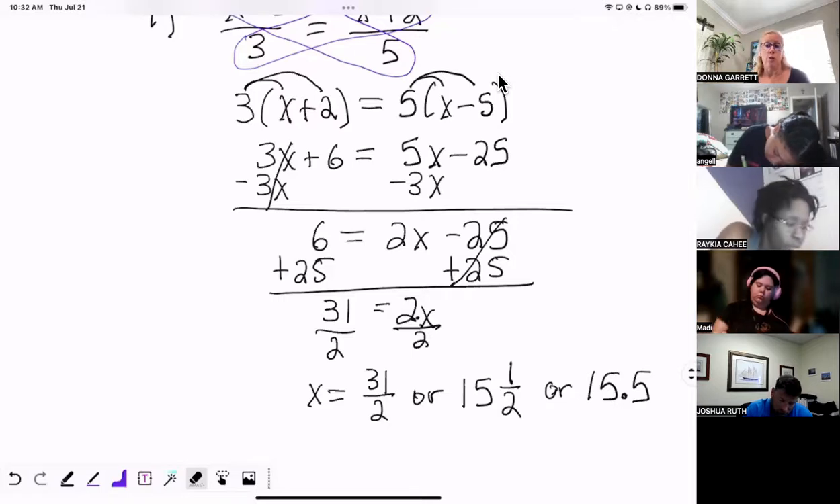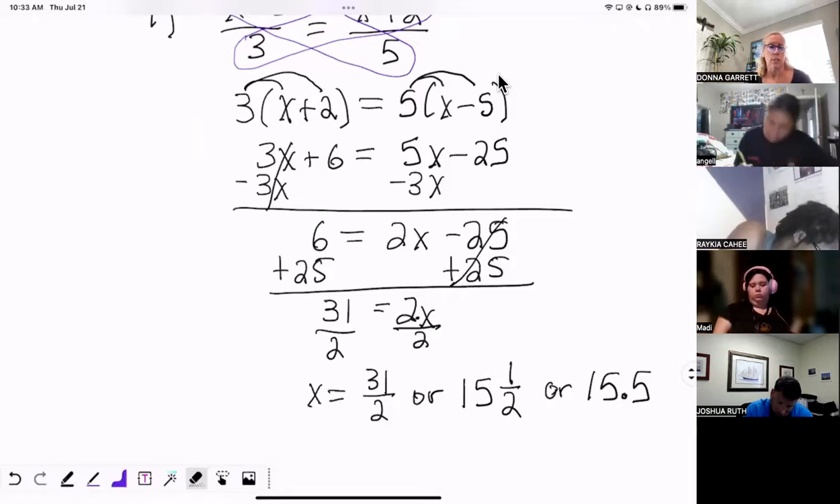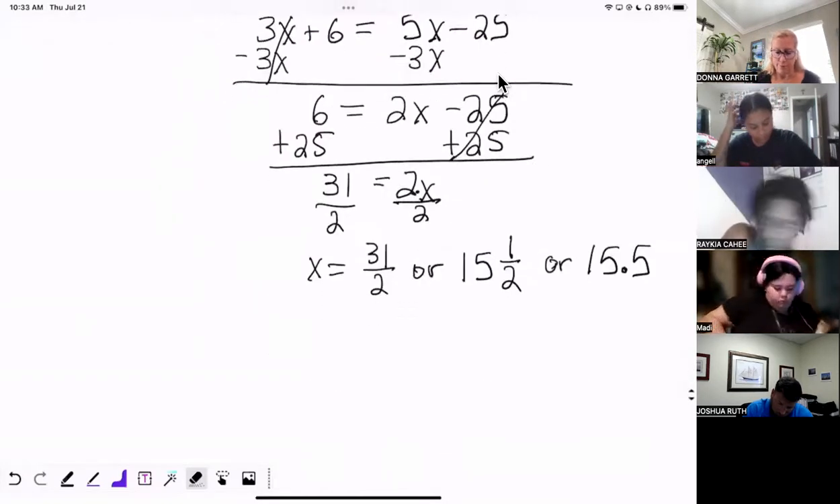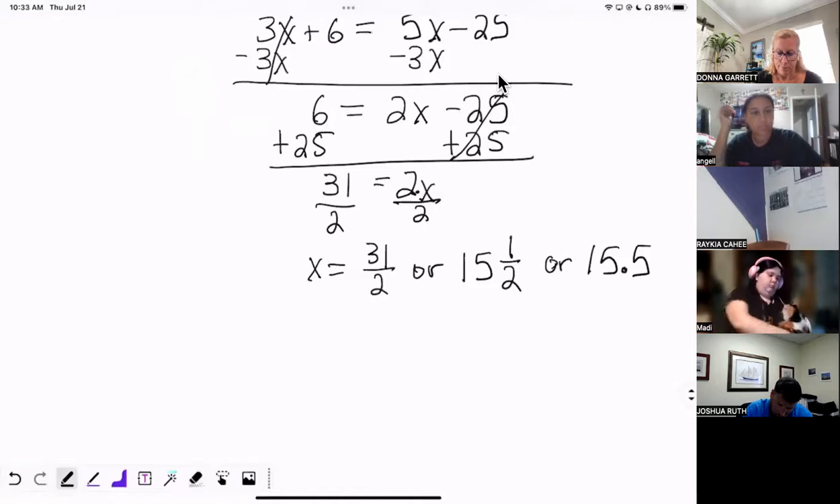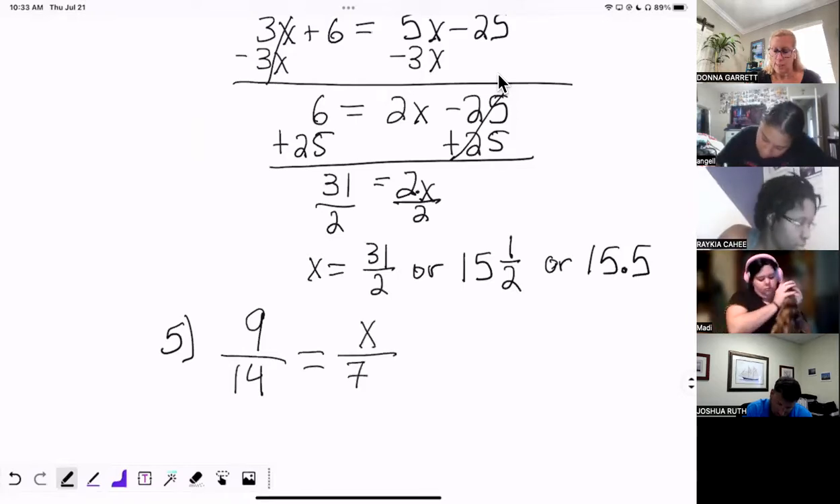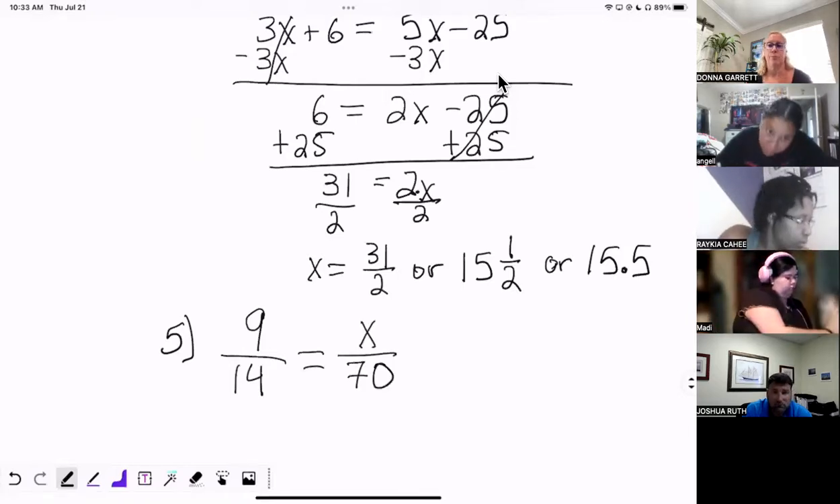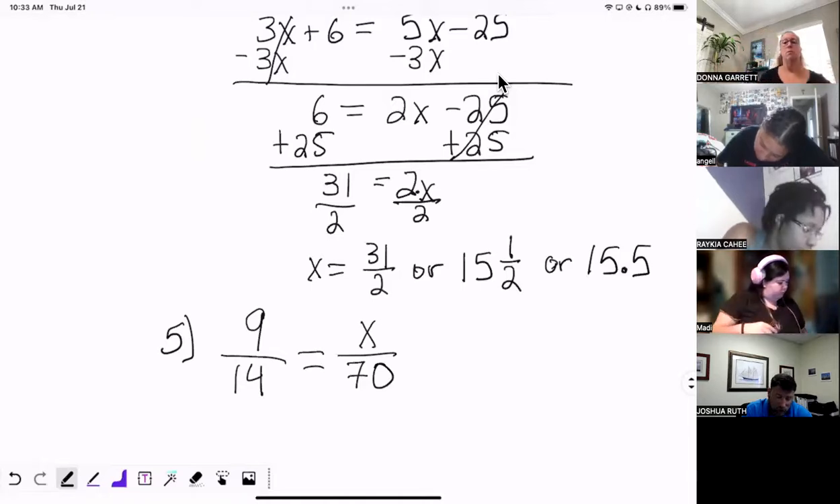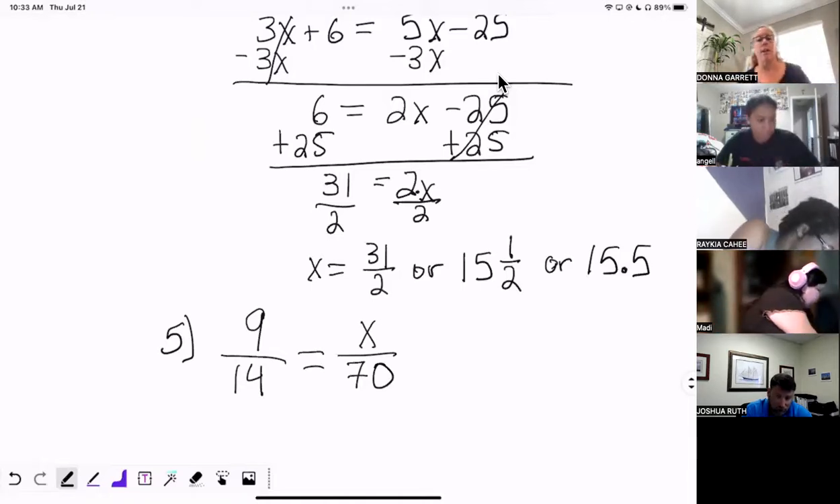Okay, so I have 2 I want you to try after you guys get it all written down. I'm going to start with a little one, and I'm going to give you one like this after, just to give it a try, see how you do. Let's try it. Okay, so 5. This is my little one. 9/14 is equal to x/70. Give it a try and see if you can find x.